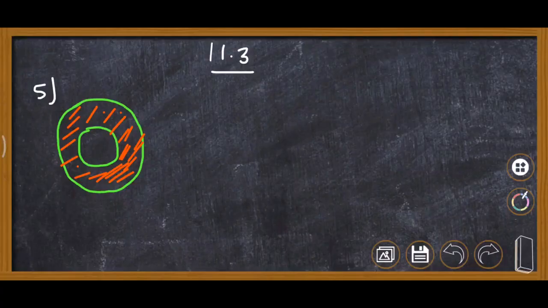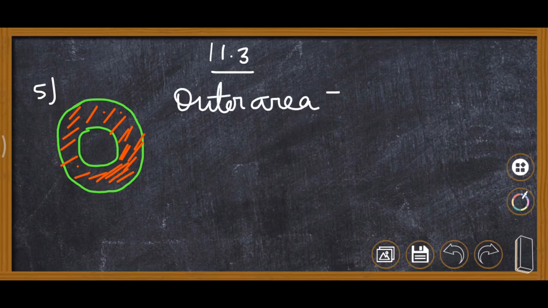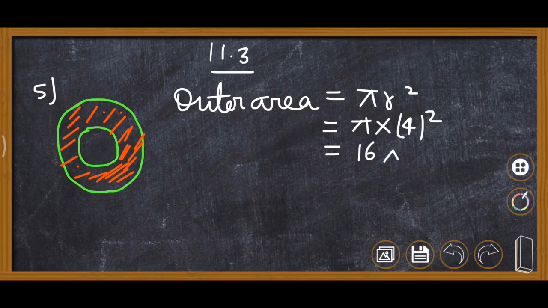Now here you can see the figure I have made. Outer circle radius is 4 centimeter, inner circle radius is 3 centimeter. First of all, we will find the outer area. Outer area means outer circular area. Formula of area here is pi r square because it is a circle. In place of r we will write 4 centimeter, so 4 square. 4 4s are 16, so it is 16 pi.